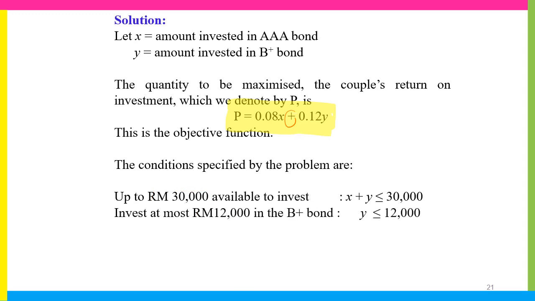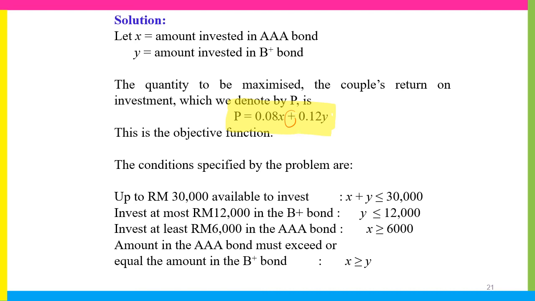And then invest at most 12,000 in B plus bond. So Y should be less than or equal to 12,000. And then at least 6,000 in AAA bond, so X, the amount invested in AAA bond, should be more than or equal to 6,000. And then the investment in AAA must exceed or equal the amount in B plus bond. So X should be more than or equal to Y. It cannot be less than. Okay.